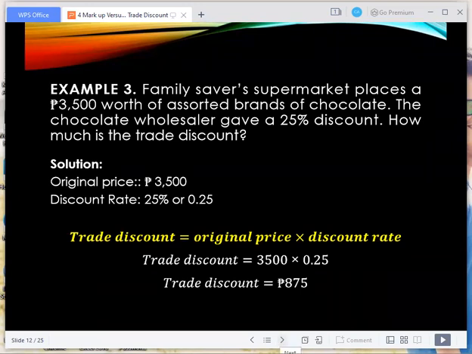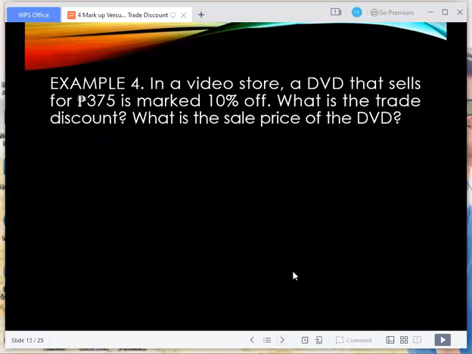How about this? In a video store, a DVD that sells 375 pesos is marked 10% off. What is the trade discount? And what is the sale price of the DVD? When you talk about the sale price, that would now be the original price minus the discount, the trade discount.